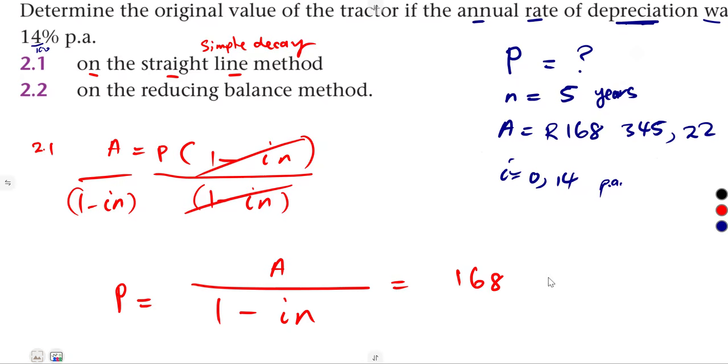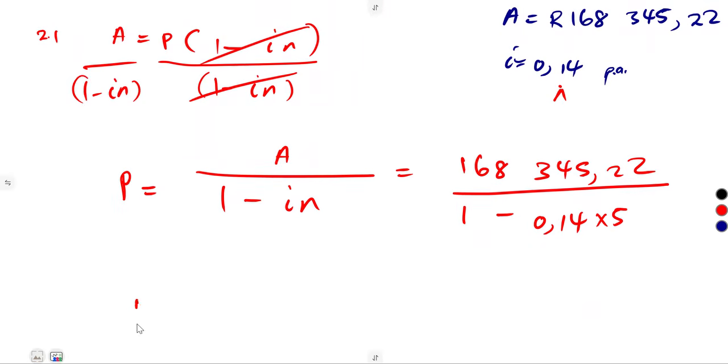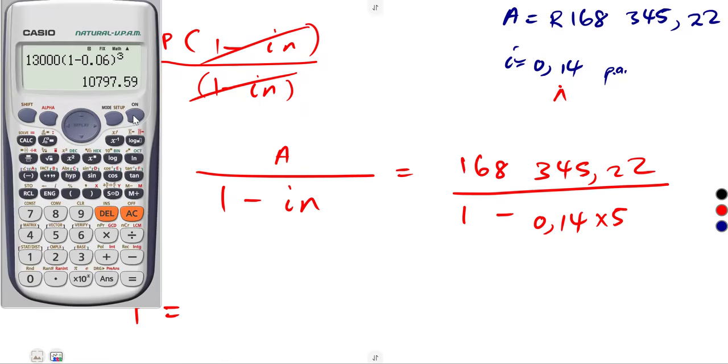In that case, we can understand each other. So that's for 5,22, everything over 1 minus the interest rate, which is the reduction, 0,14, times the number of years n, which is 5. That is going to give us the original value, which is the principal, the one he bought the car, the tractor, for initially before the value reduced.